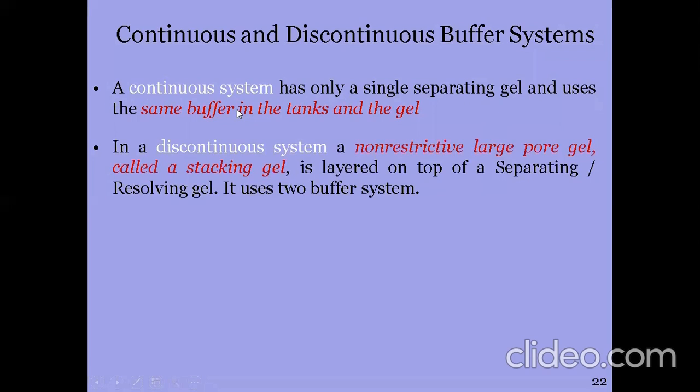And the second one is the discontinuous buffer system. A non-restrictive large pore gel called the stacking gel is layered on top of the separating resolving gel. It uses two buffer systems. So when we make the gel, this gel has two parts. One portion, the upper one, and the second portion is this one. So this portion we call the stacking gel and this one will be known as the resolving gel.